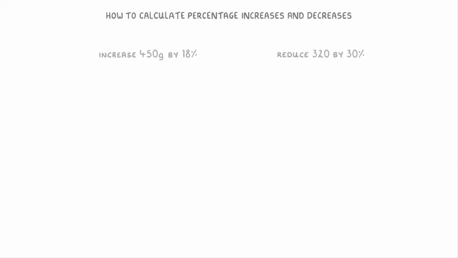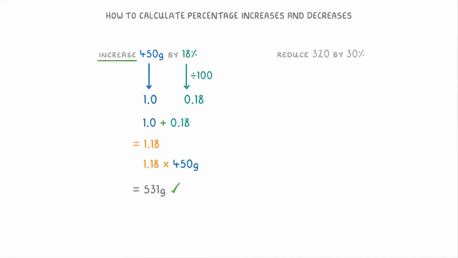In this first one, we're trying to increase 450 grams by 18%. So we think of the 450 grams as 1, because it's the original number, and then think of the 18% as 0.18. Then because the question says increase, we add those together to get 1.18, and multiply the 1.18 by 450 to get their new mass of 531 grams.